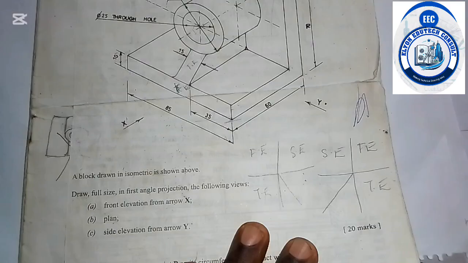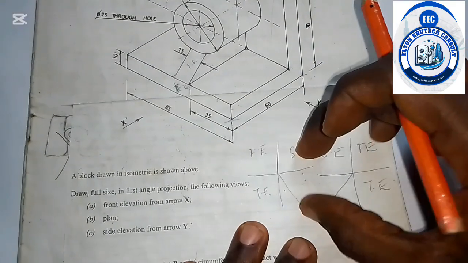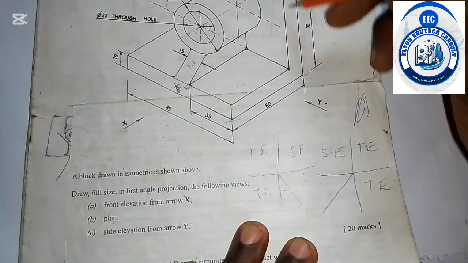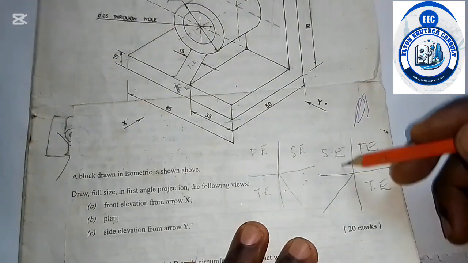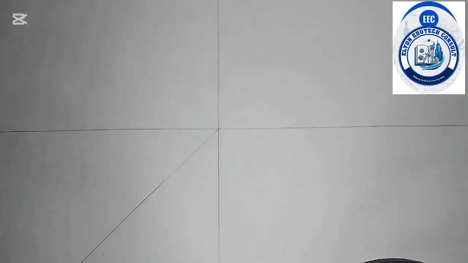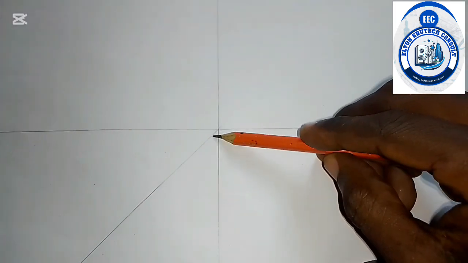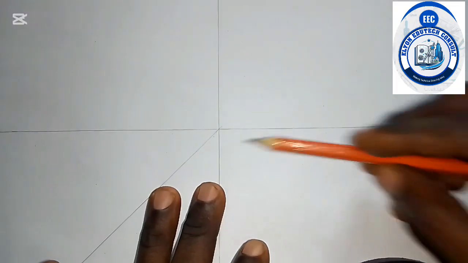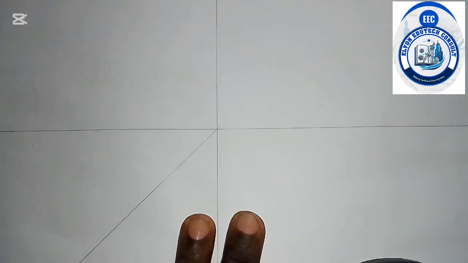Still the same thing. We just move the whole of this way, then the whole of this way, so that this side is going to be drawn here. Okay, now let's begin. I've drawn the layout already, so all I did was to draw the vertical line and the horizontal line perpendicular to each other, and this angle at 45. The angle of projection here is at 45 degrees.